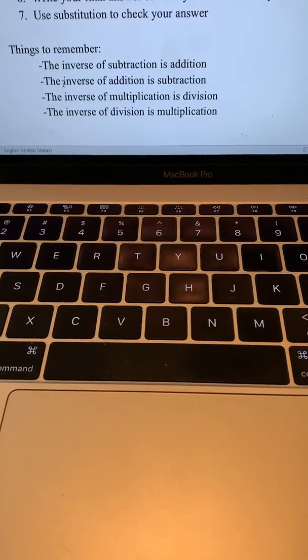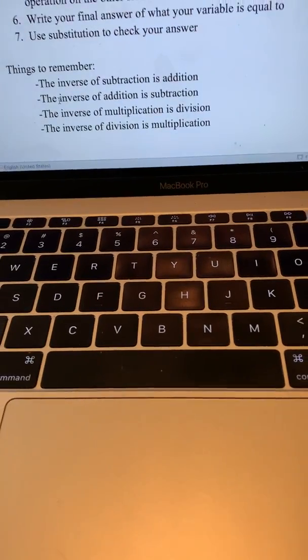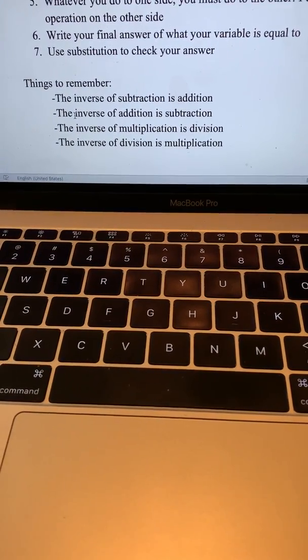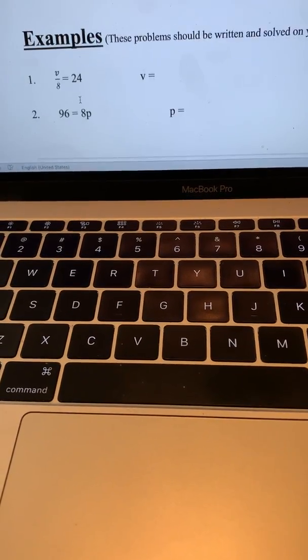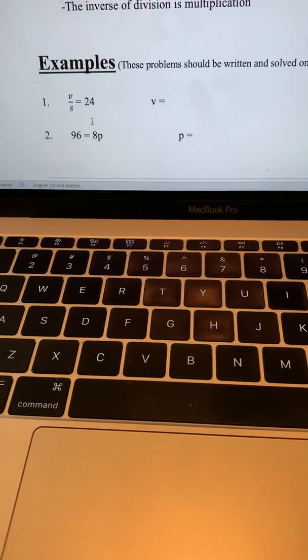Things to remember from yesterday: inverse of subtraction is addition, inverse of addition is subtraction, inverse of multiplication is division, inverse of division is multiplication. Let's go ahead and get started with our first examples.